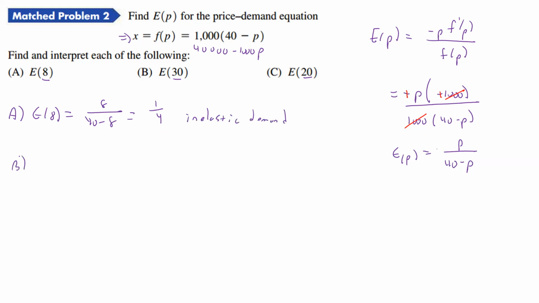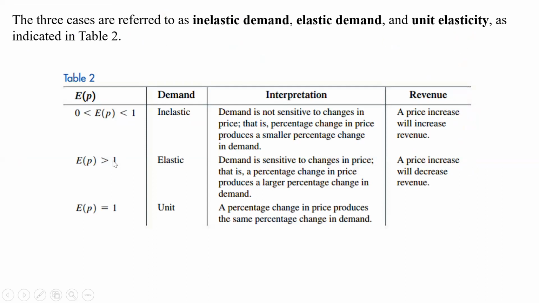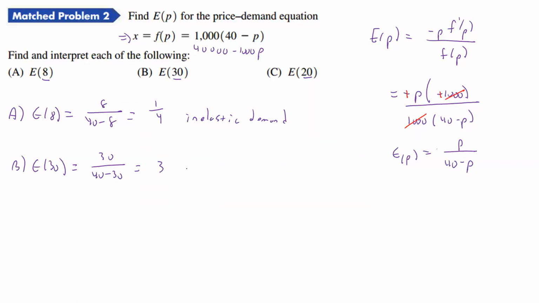Now B. We're going to plug in 30. So we get 30 over 40 minus 30, which is 30 over 10. That's going to be 3. If I remember right, that's elastic demand because it's greater than 1. And for C, I'm going to bet that it's going to be unity, just because I'm sure they're going to give us all the same ones. So 20 over 40 minus 20 gives us 1, and that's unit elasticity.